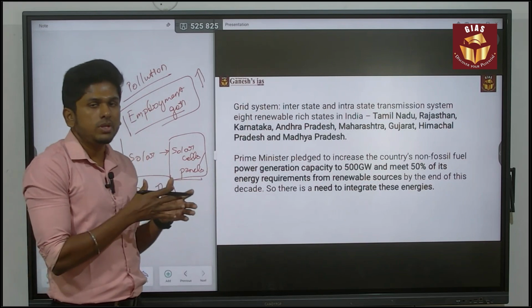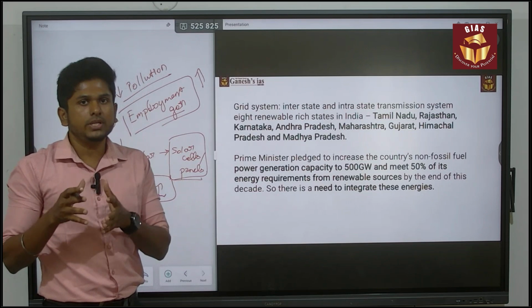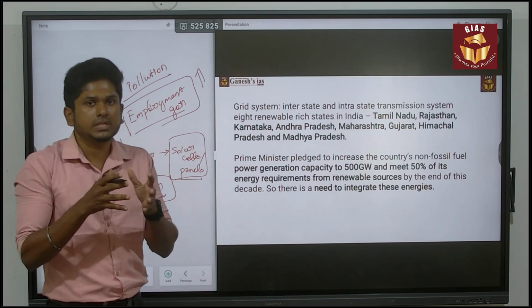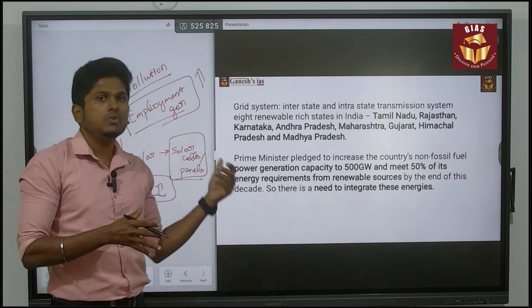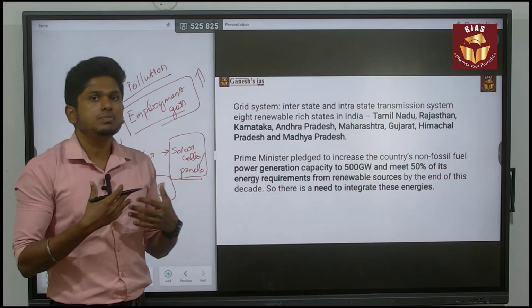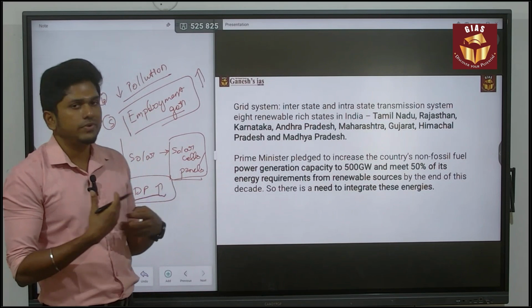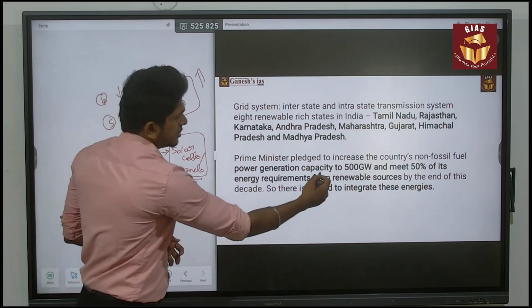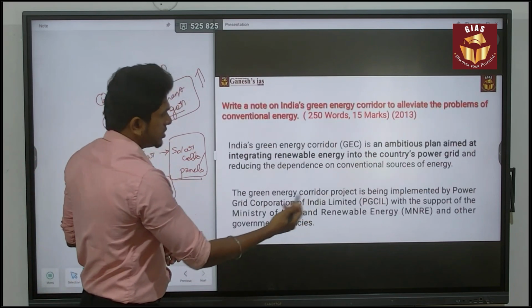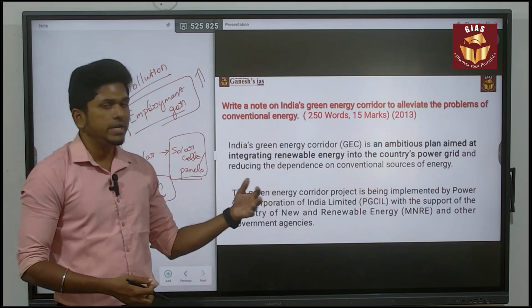So by doing all these things, India can surely achieve this commitment of 2030 by producing 50% of its energy needs from renewable energy sources. In that sense, you can complete your answer. So this is the simple way to address this question. And also you can give a lot of data, about the 500 gigawatts, and you also have to speak about the Power Grid Corporation of India Limited.